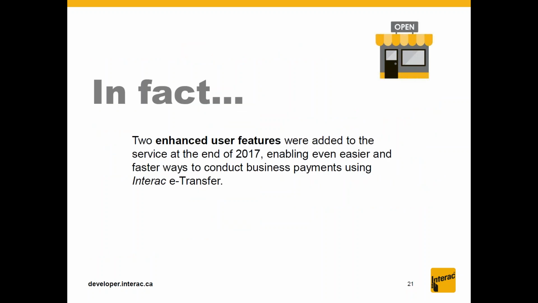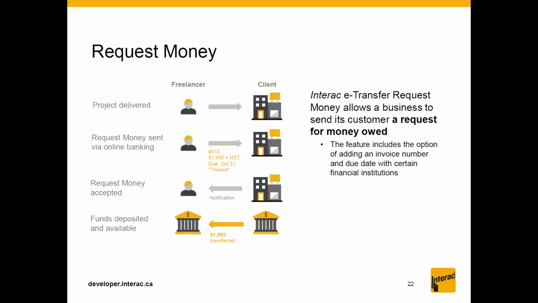We added 2 features to the service at the end of 2017, enabling even faster and easier ways to conduct business payments using e-transfer. I'll talk to you about those now. The first one is our request money feature. This allows a business to send their customer a request for money that they're owed. The feature includes the option of adding an invoice number and a due date. Let me walk through how this might work.